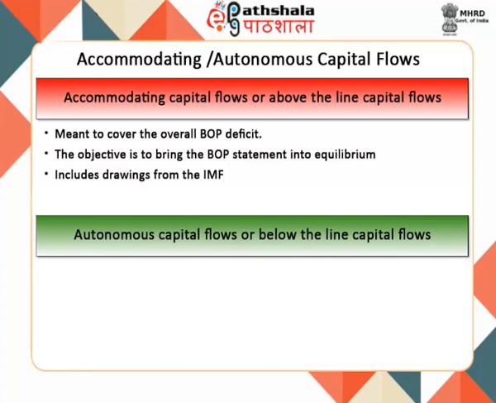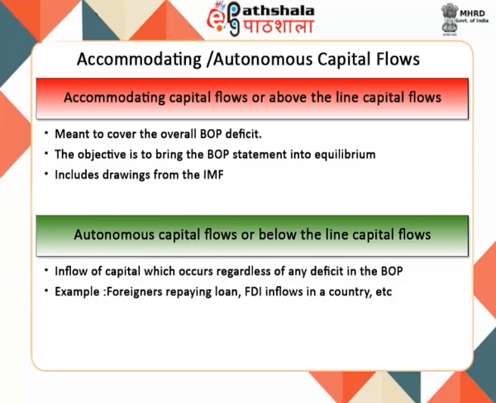Autonomous capital flows, or the below the line capital flows, is the inflow of the capital which occurs regardless of any deficit in the BOP. Example: foreigners repaying the loan, FDI inflows in the country, etc.